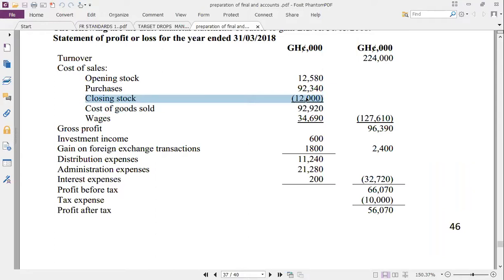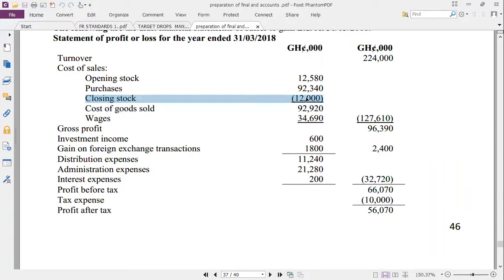11,000. Because the value of the closing inventory must be 11,000. Agreed. Exactly. You're not going to get 12,000.